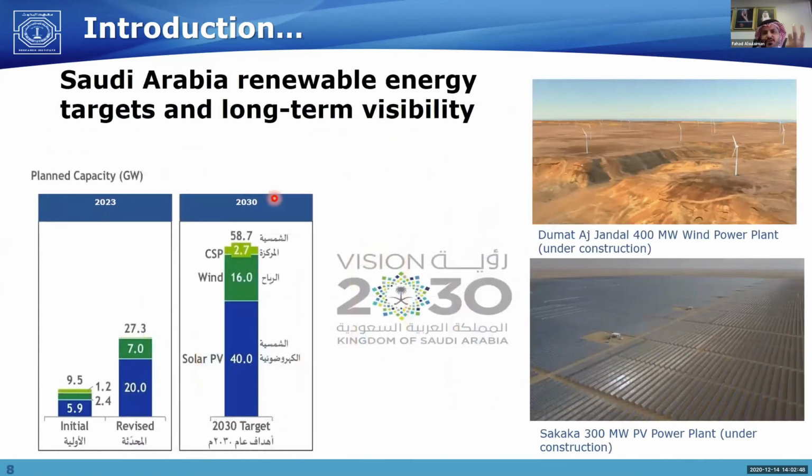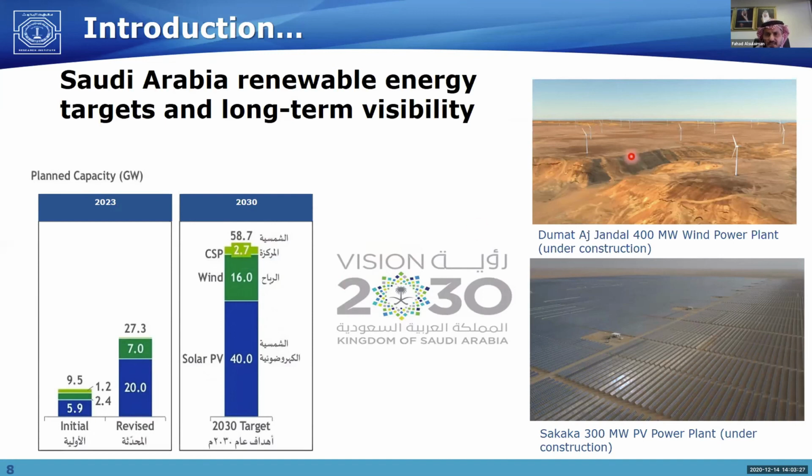Now, if you would like to see the status in Saudi Arabia, we have a very ambitious program and plans. By the end of 2024, after they extended by 1 year, we are going to have around 27 gigawatts, and by 2030, almost 59 gigawatts of renewable energy. It will mainly come from PV systems, the rest will be wind energy, and a small portion will be CSP.